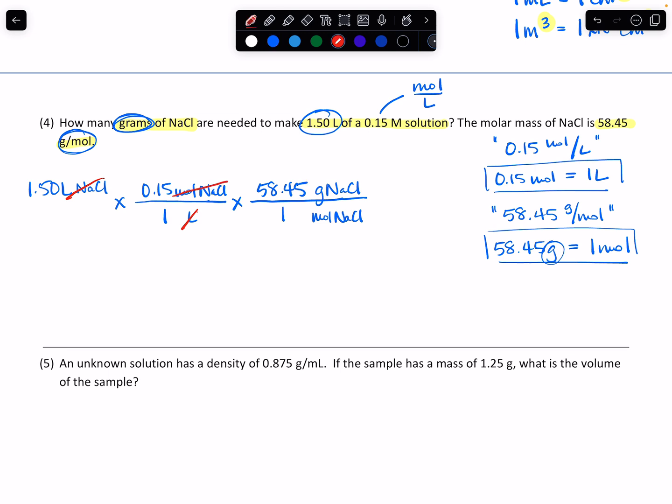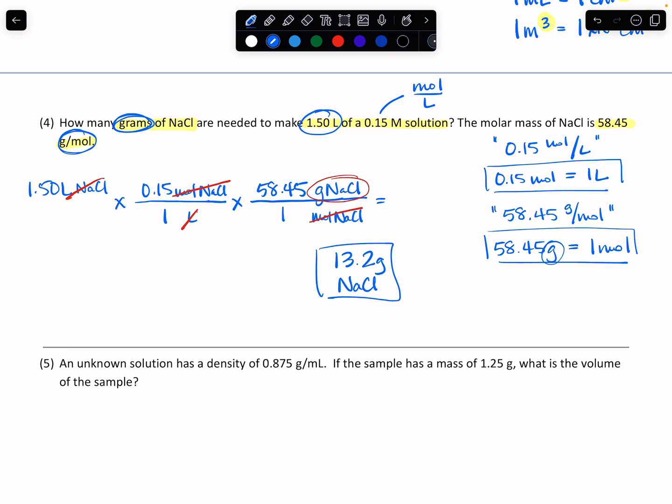All right, so I check those units. The moles are going to cancel, and I'm going to be left with grams of NaCl, which is what the problem asked for. So I've set it up correctly. Now it's just a matter of using my calculator. I multiply across the top, divide by the bottom, and I get 13.2 grams of NaCl is going to be needed to prepare 1.5 liters of a 0.15 molar solution.